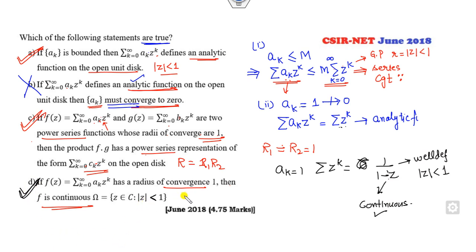Remember, if the condition is given as less than or equal to 1, then clearly this function is not continuous. Why? Because at z equal to plus 1, the equality appears and this function is not defined, so that is why it is not continuous. But in this case it is an open interval, so it means this is continuous here. So the right answers are A, C and D.